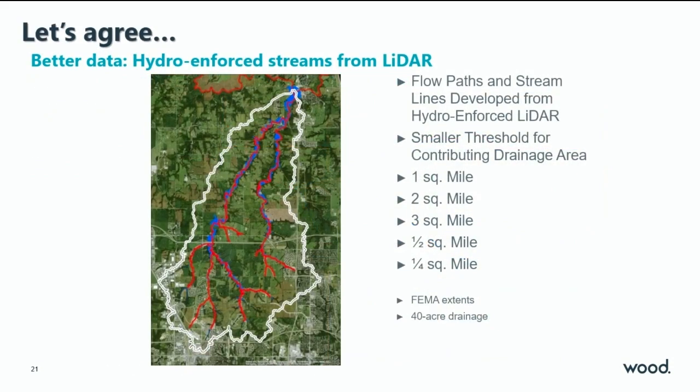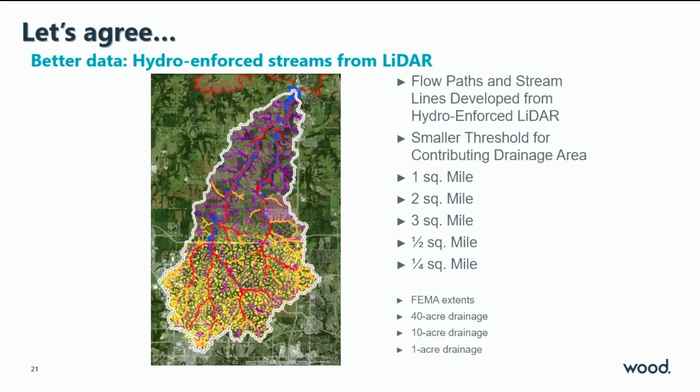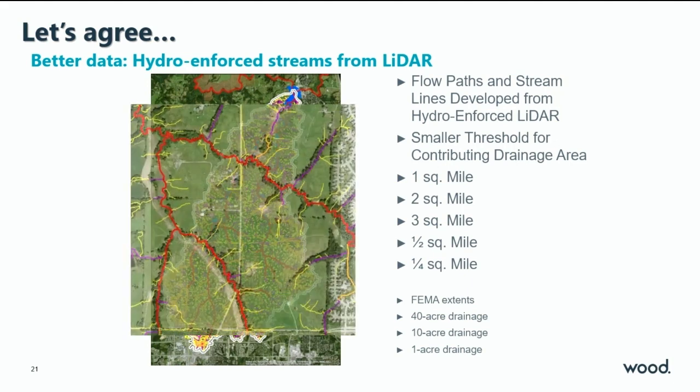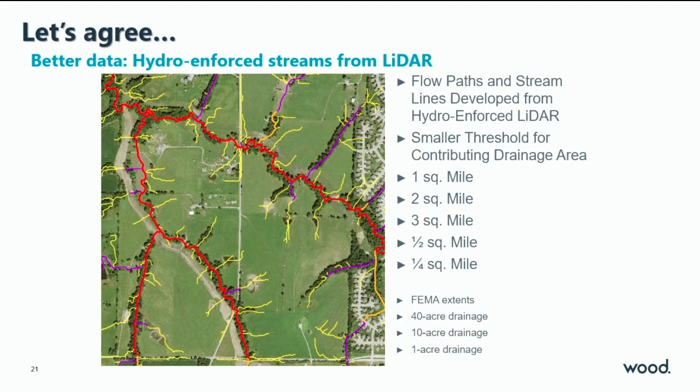This is just an example to show how detailed hydro-enforced streams we can produce. This is the effective streams associated with the special flood hazard areas for this watershed. But then we could go up to the 40-acre drainage, or the 10-acre, or the 1-acre. We can do this to the extents well beyond what we could ever have imagined a few years ago. And these stream networks and these drainage characteristics associated with those 1-acre basins can help with floodplain management and erosion control associated with development in these areas.